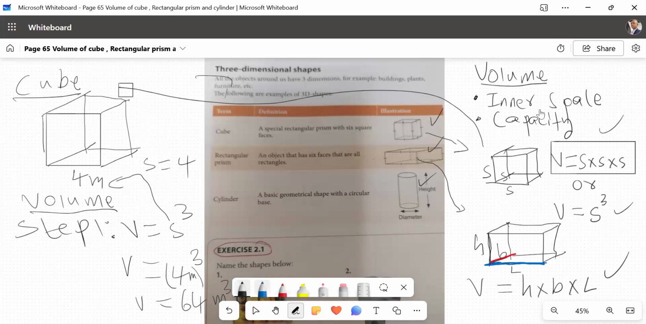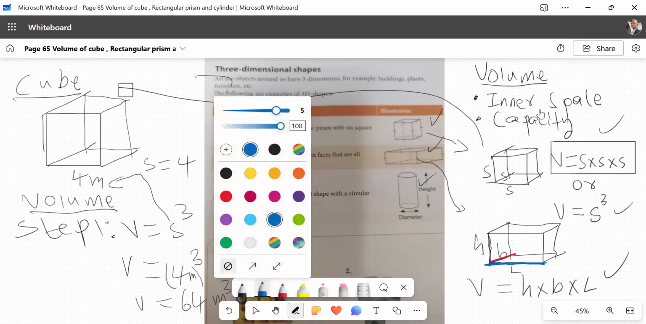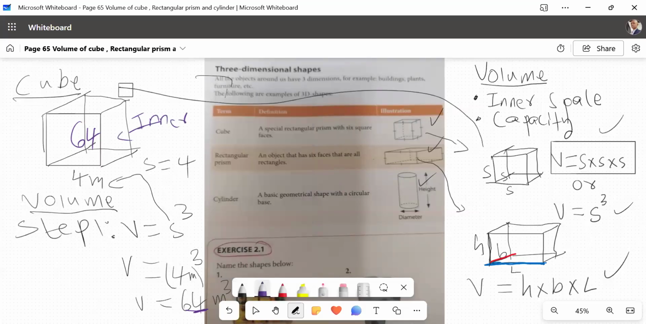Now let's interpret our results. This 64 is nothing else but the amount of the inner space of this object, which is the volume. The amount of this inner space, this inner space in here, is 64 and is measured in cubic meters.